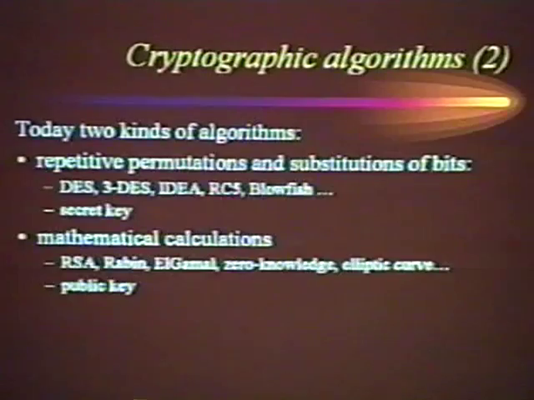On the other hand, the public key algorithms, which in fact use a public key and a private key, are all based on mathematical calculations. RSA and a few others are examples of that. We often see that crypto systems use a combination of both. Both types of algorithms have their own advantages, and for instance, PGP uses both public key and secret key.